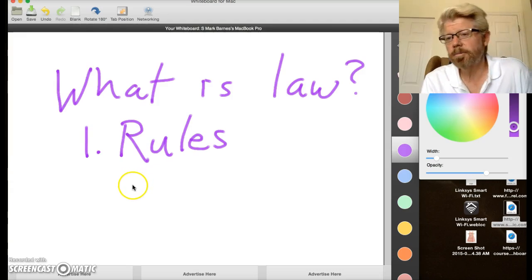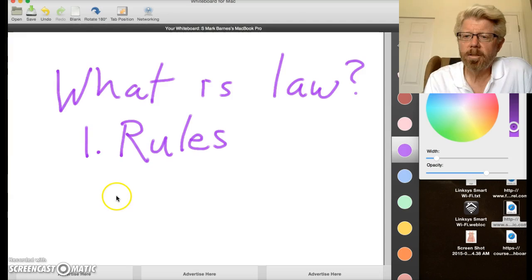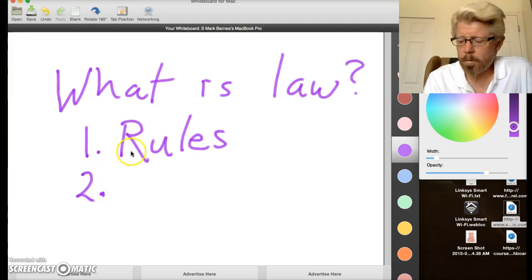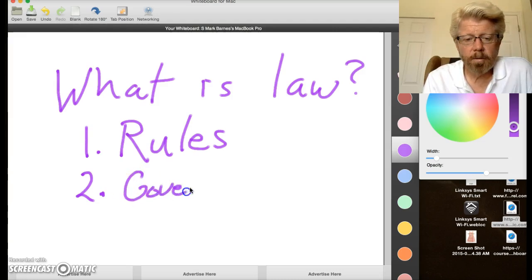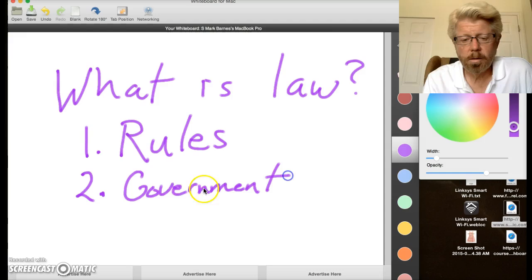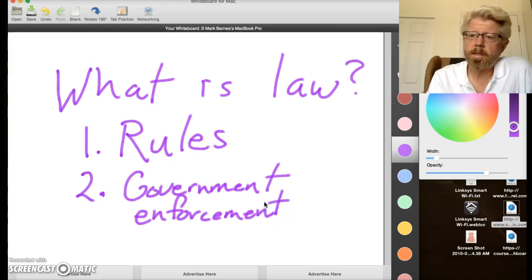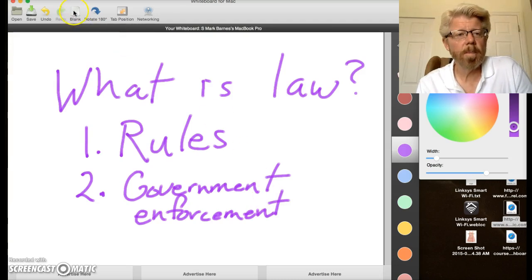Likewise, if I play a game of baseball and there's a rule that says 3 strikes and you're out, and I have 3 strikes, I'm out, but that's not a law. So what else do we need to make a rule a law? The second thing that's required is government enforcement. Okay, and I'll explain that in just a second. But if you have these two things, rules that are enforced by a government, then we have law.